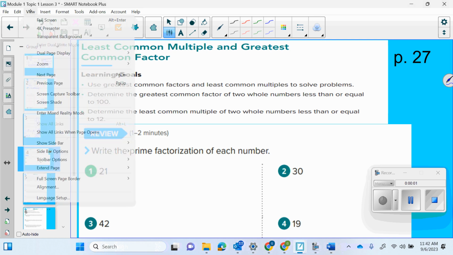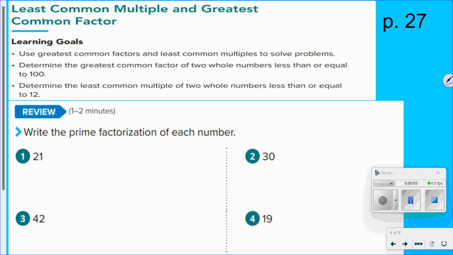Okay, everybody should be in your math modules on page 27. We're starting a new section, although this section is actually just going right on with what we had.